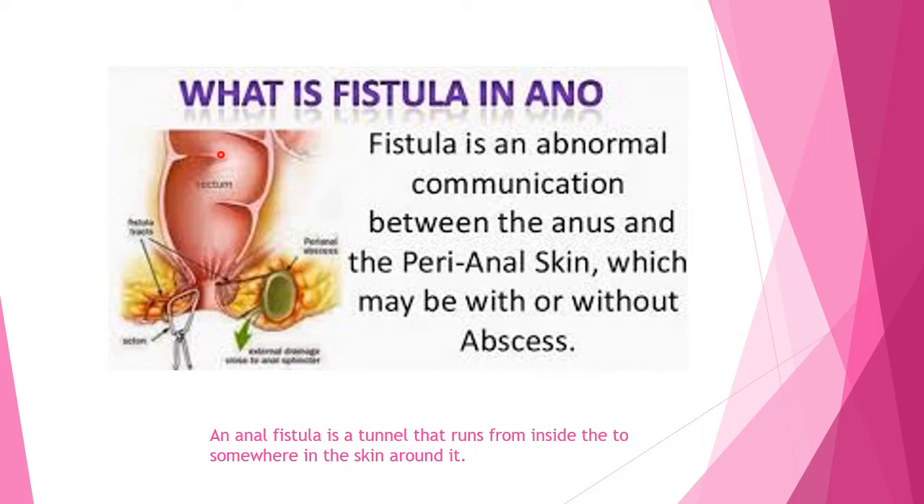In short, what is a fistula in ano? It is an abnormal communication between the anus and the perianal skin, which may or may not be associated with an abscess. So this is a perianal fistula here, an abnormal connection between the anal canal and the perianal skin. It may or may not be associated with an abscess.